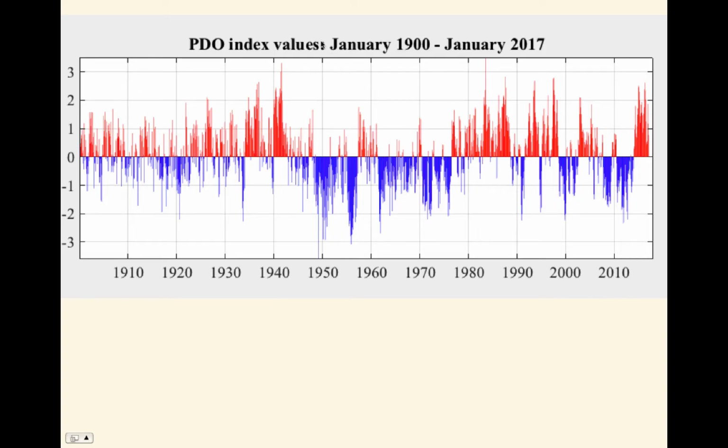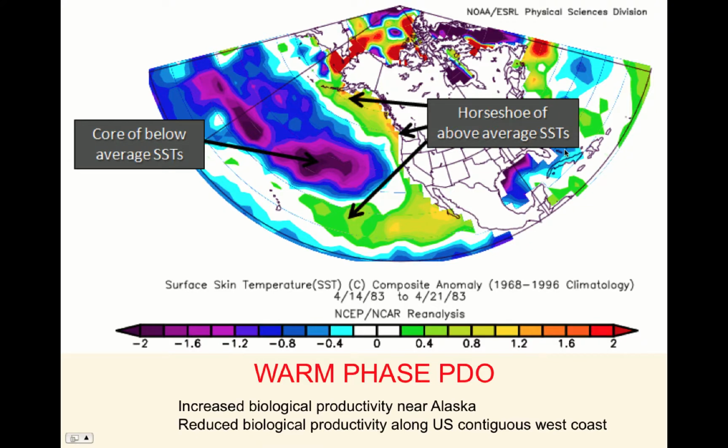I just wanted to add this one in since it's more recent, showing that the PDO has actually been in its warm phase for the last couple years. Here's just looking at the pattern of the warm phase PDO. Again, warm along the coast of the United States, going up into the southern part of Alaska, much colder than average in the Pacific to the west.